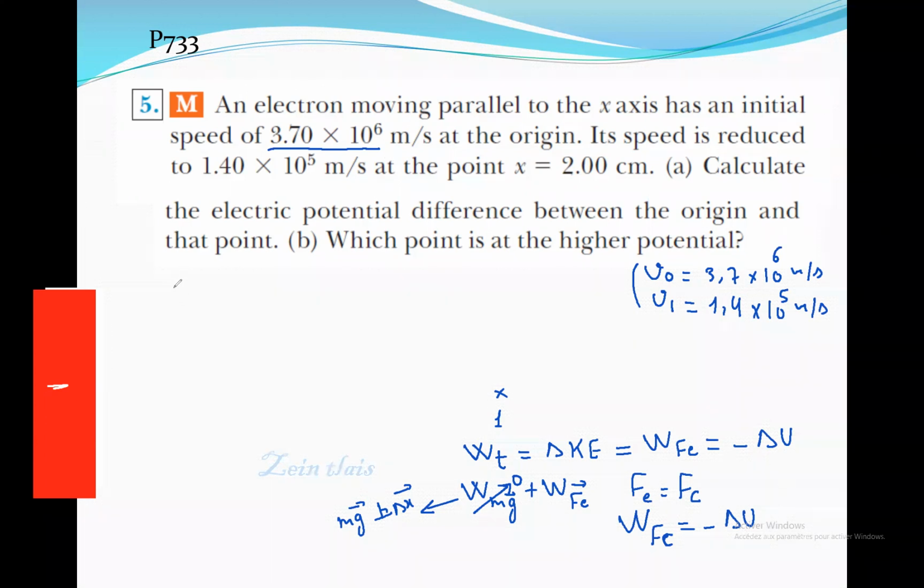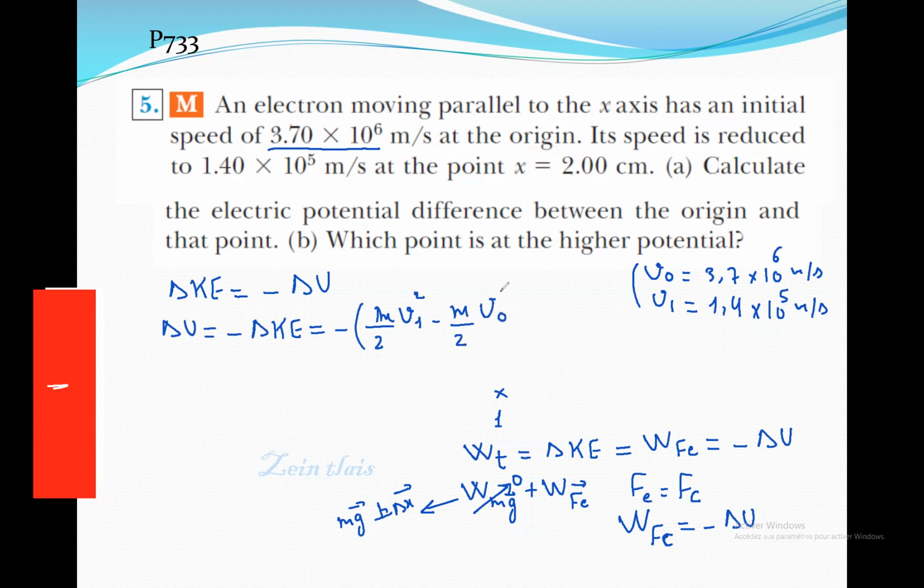We can write delta kinetic equals minus delta U. Here you can understand delta kinetic equals minus delta U, or you can write delta kinetic plus delta U equals 0. So always we have a conservation of mechanical energy. So we can say delta U equals minus delta kinetic, equals minus half m v final square minus m over 2 times v initial square.